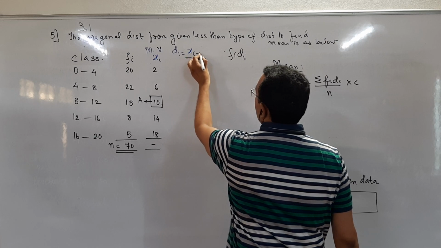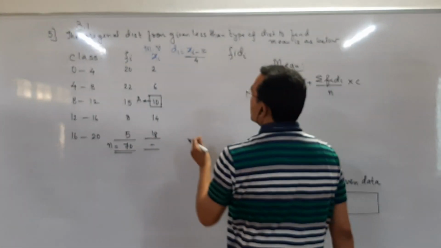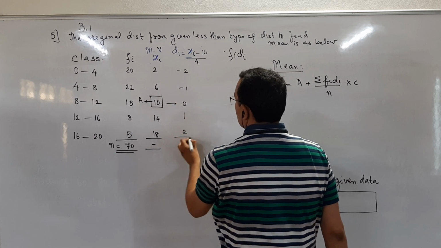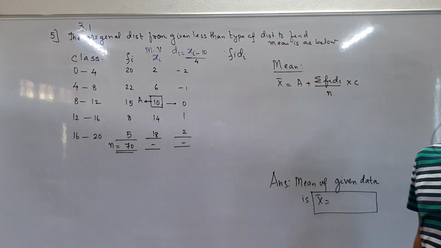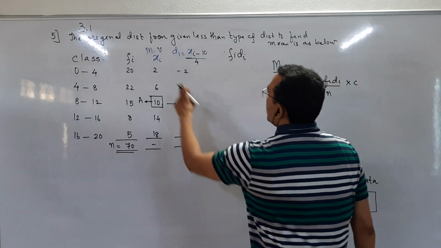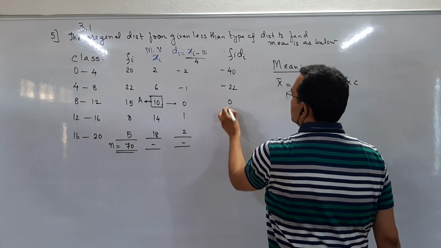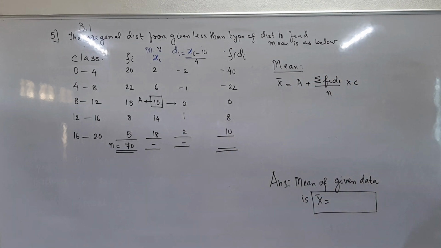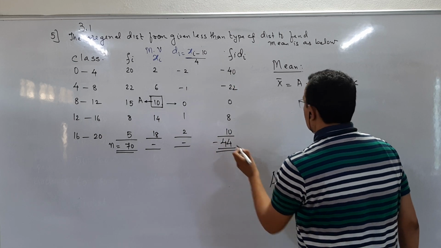So, di equals xi minus a divided by c. C is called the gap between two mid values. Di opposite to the assumed mean will always be 0, above will be minus 1, minus 2, below 1 and 2. Again, I am reiterating, this is written because classes are of equal class length. Now, fi into di: 20 into minus 2, minus 40, minus 22, 0, 8, and 10. So, students, if I total this, 18 minus 22 is minus 4, minus 40, so this is minus 44.